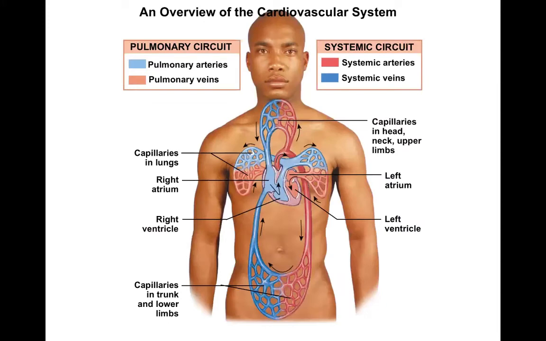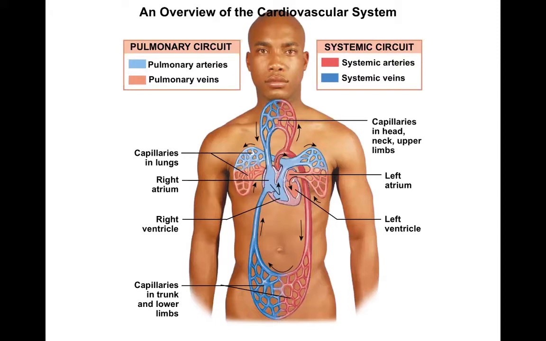The cardiovascular system has two circuits that work hand in hand. I want you to understand that these two circuits are going on simultaneously, okay? The two circuits are the pulmonary circuit, which involves the lungs, and the systemic circuit, which involves the rest of the parts of your body, okay?